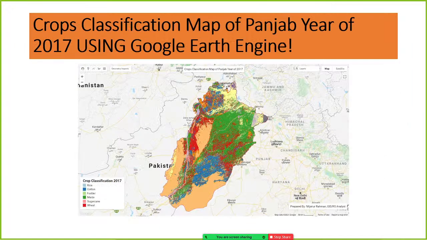Okay, so this is another task, the crop classification map of Punjab for the year 2017 using the Google Earth Engine platform. When you work with the crop classification map, you need to use field ground truth data. I simply put in the ground truth data and train our model, then we can easily get this classification: rice, cotton, fodder, maize, sugarcane, wheat. Okay, we can easily do the crop classification.